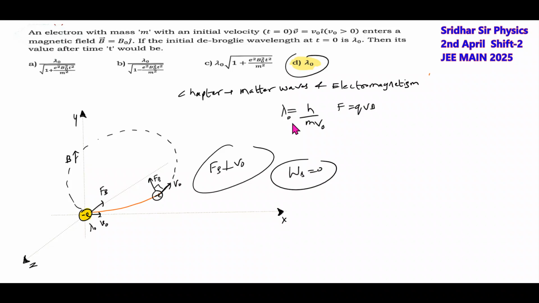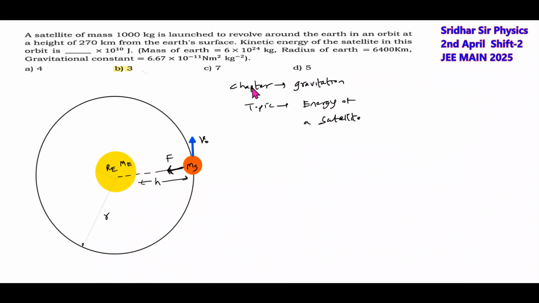Now we'll move to the next question. Okay, kids, we have this question belonging to chapter Gravitation, and the topic is energy of satellite. Let me read the question. A satellite of mass 1000 kg is launched to revolve around the Earth in an orbit at a height of 270 km from the Earth's surface. Find the kinetic energy of this satellite in this orbit. He has given the mass of the Earth, radius of the Earth, and gravitational constant.